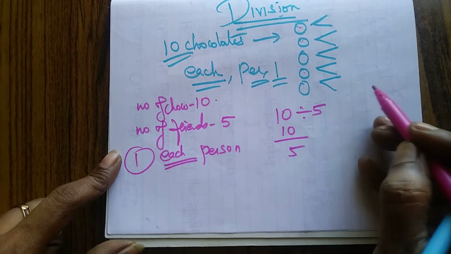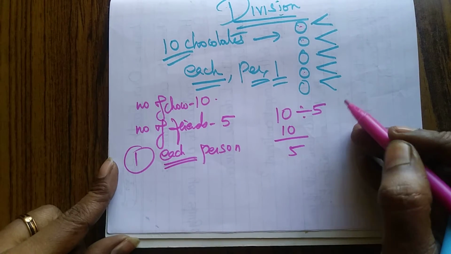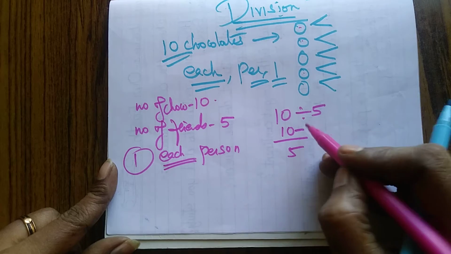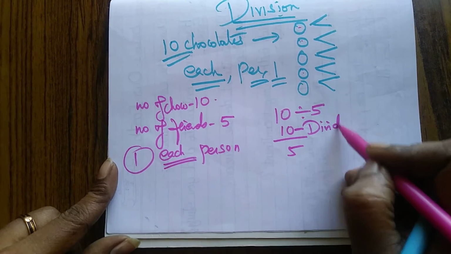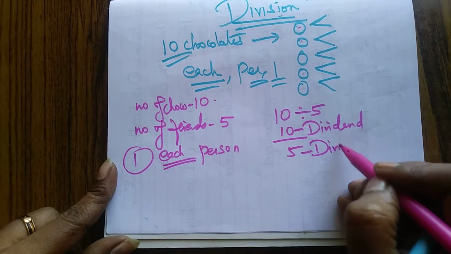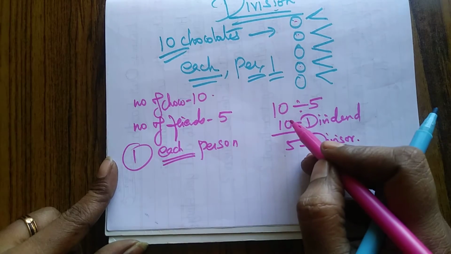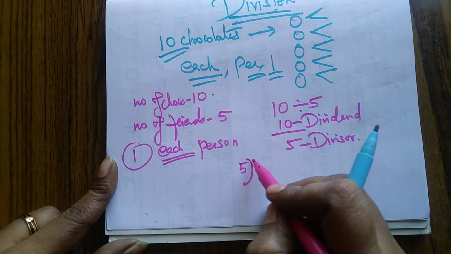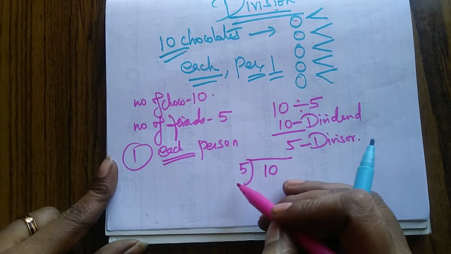It is in the rational form. You can also denote it like this. Now, how are we going to solve? The greater number, which is in the numerator, is called the dividend. And this is called the divisor. So now we are going to divide 10 by 5. Here 5 is the divisor and this is the dividend. And now we are going to divide.